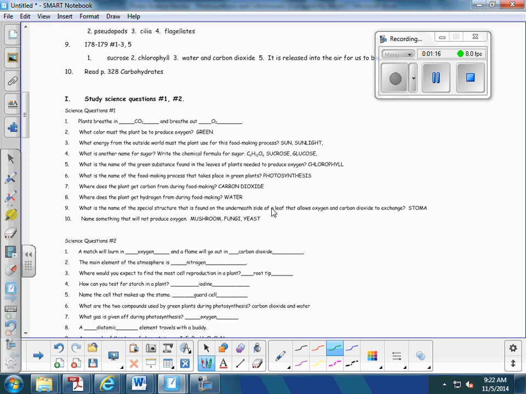What color must the plant be? Green. That's not hard. Now, watch out for number 3. I might ask it like this on the exam. What energy from the outside world must the plant use for this food-making process? And I might put down A, sun, B, sunlight, C, solar energy, D, all of the above.